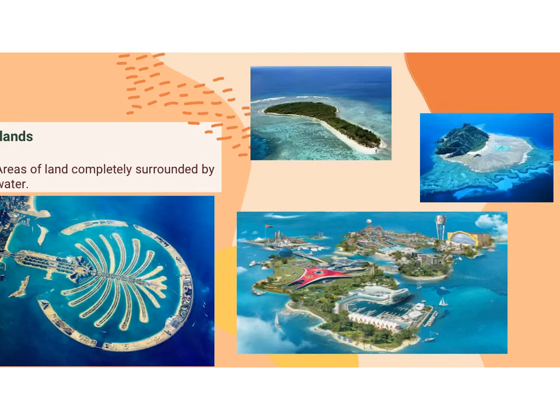What are the islands? Islands are areas of land that are completely surrounded by water. The UAE also is known for having many different islands, for example, Yas Island. And the Palm Island, as it is shown from above, is fascinating too.